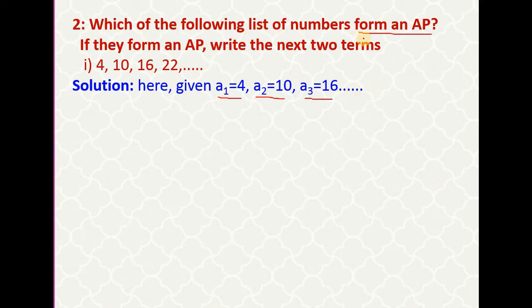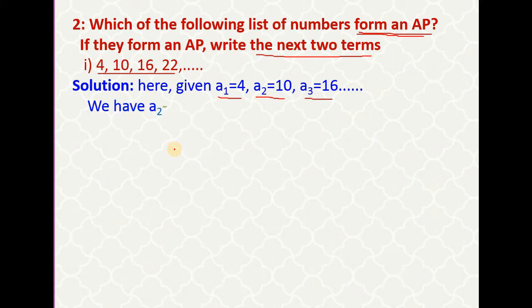So in this problem we have to check whether the given list of numbers forms an AP or not. If the given list of numbers forms an AP, then we have to find the next two terms in this arithmetic progression. We have written the first, second, third and fourth terms. How to check whether the given list of numbers forms an arithmetic progression? First, let us find the difference between the terms.